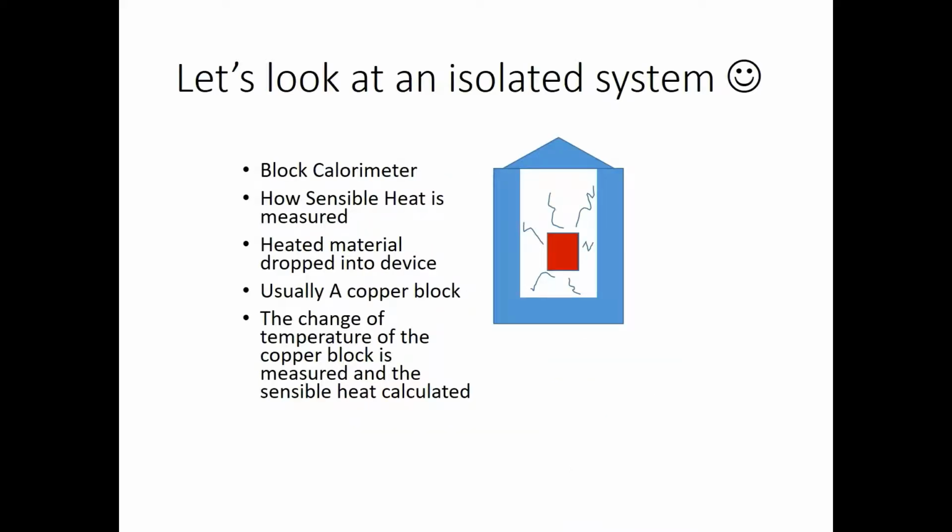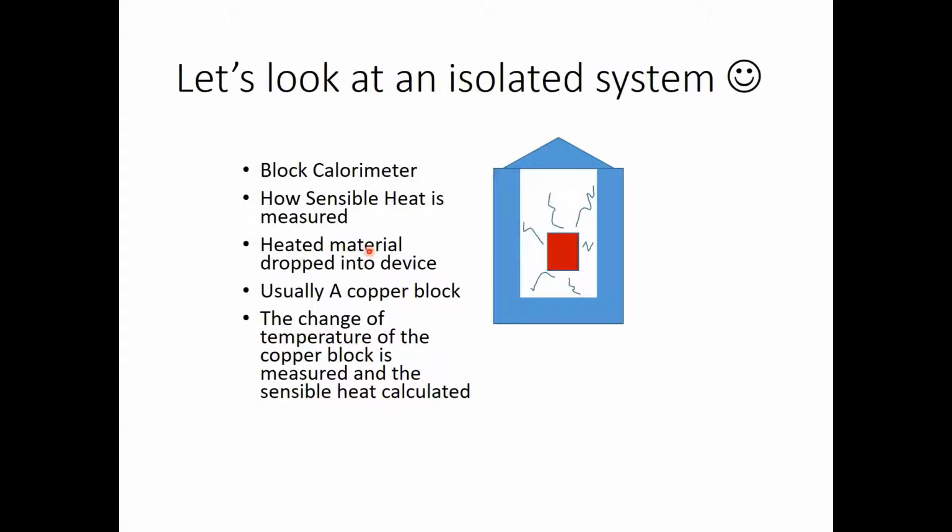So now I'm proposing that we take a look at an isolated system, and I'm really happy about it. Here's a painstakingly drawn PowerPoint picture depicting a block calorimeter. Block calorimeters are pretty important because they are how sensible heat is measured. You take a material you don't know the sensible heat of, you drop it into this block calorimeter. It's an isolated system, so there's no heat lost, so no heat's leaving the system.